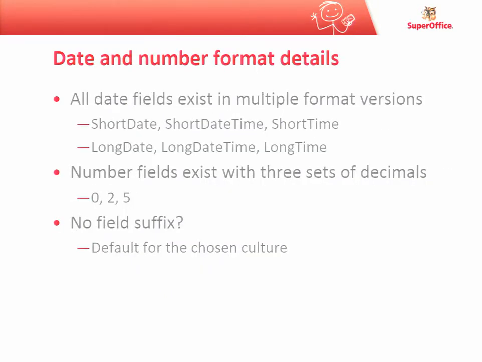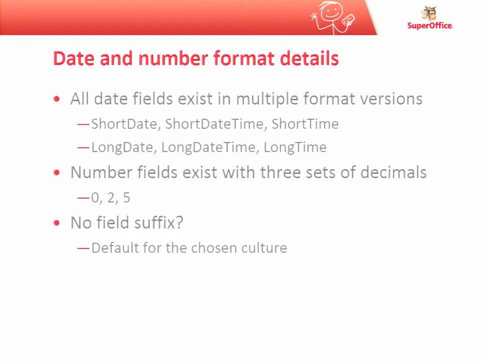And so we have made suffixes. This is what goes after the colon on a date field or a number field. You can say short date time, short time, long date time, long time. Guess what they do? Different formats. Number of decimals, 0 to 5. No suffix, you get whatever is the default for that culture.